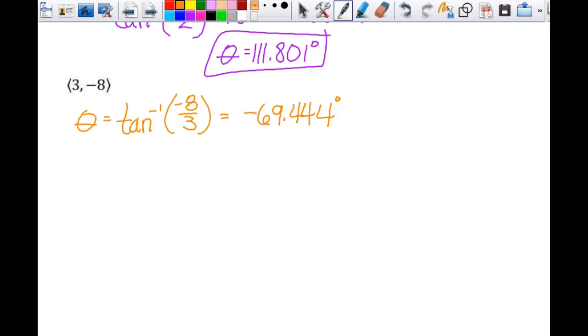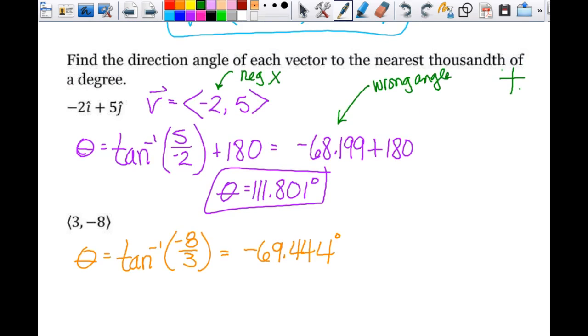Okay, is that what you got when you did the tangent inverse? Okay, so is that the wrong angle? Is it really the wrong angle, though? It may not be the good form, but it's not the wrong angle, because look, up here, we knew we were supposed to be in the second quadrant, but it gave it to us in the fourth quadrant. Here, it gave me a fourth quadrant angle. Where am I supposed to be? In the fourth quadrant, right?